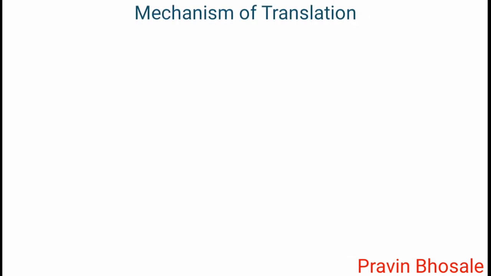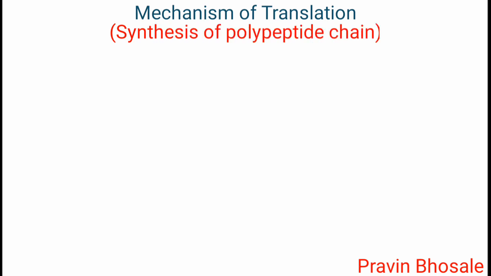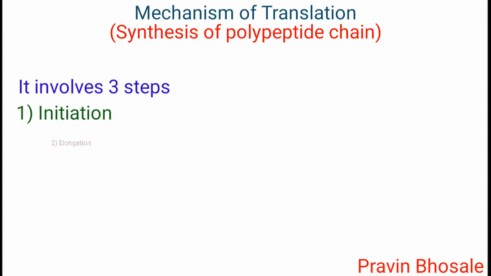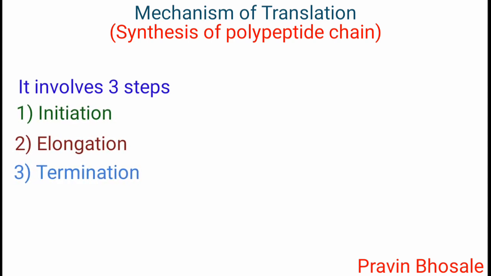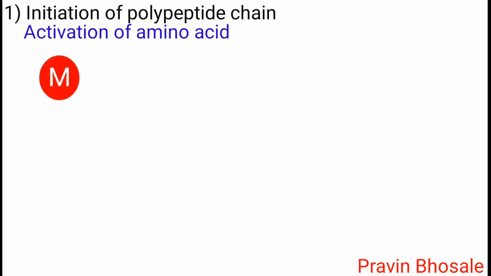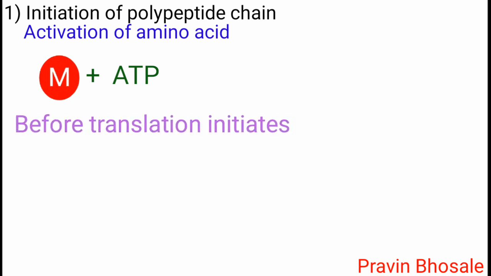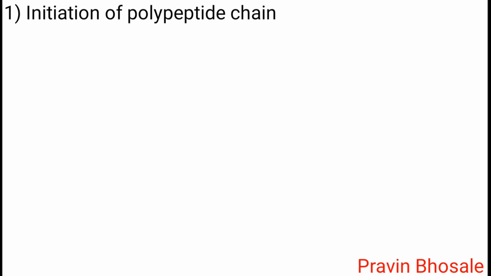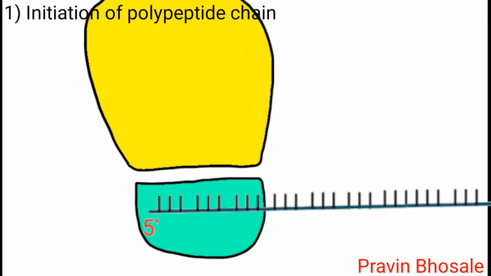Mechanism of translation, that is, synthesis of the polypeptide chain. It involves three steps: initiation, elongation, and termination. Initiation of the polypeptide chain: activation of the amino acid is essential before translation initiates. The small subunit of the ribosome attaches to the mRNA at the 5' end.